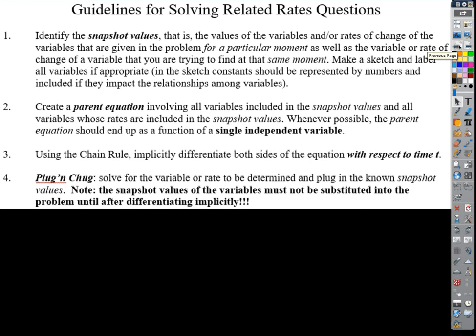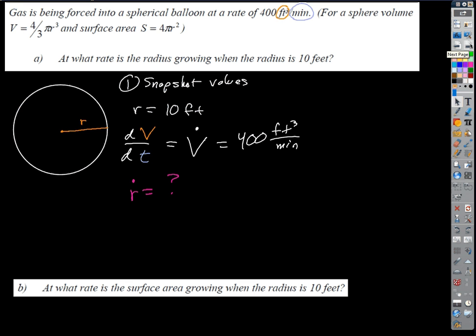The next step is to create a parent equation involving all the variables included in the snapshot values and all the variables whose rates are included in the snapshot values. Whenever possible, the parent equation should end up being a function of a single independent variable. We'll get to that. In this case, we can blur our calculus vision and just ignore the dots. What are the static quantities that we're relating here? If I ignore the dots, we're relating what variables? Variables here, so I don't want numbers, I want variables. V and R, volume and radius. Everybody agree? So the static equation we're going to get is just the volume equation, which is given to us right there.